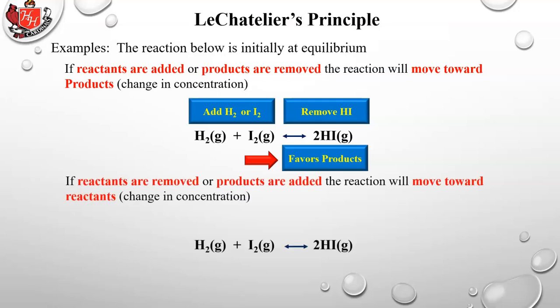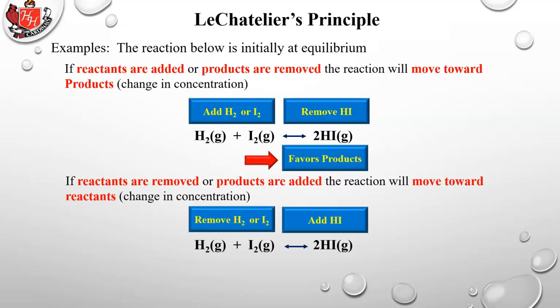If the reactants are removed or the products are added, the reaction will move toward the reactants. It will favor the reactants. So if you remove H2 or I2, the room on the left side of the arrow becomes less crowded, so the HI people want to move to the left, over to H2 and I2. The reaction moves in that direction. If you add HI, then the room on the right side of the arrow becomes more crowded. So again, the reaction wants to move in the reverse direction. That would favor reactants if you did either of those two things.